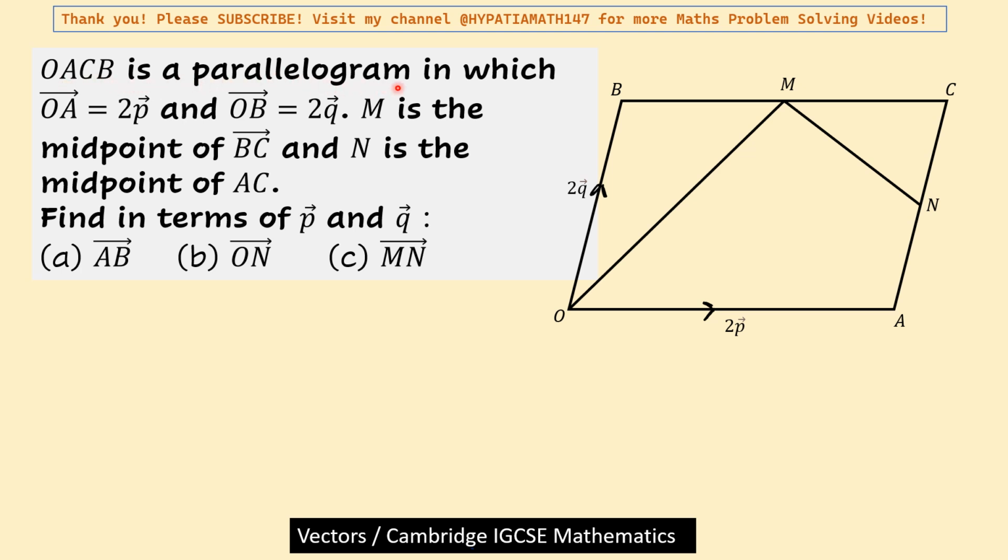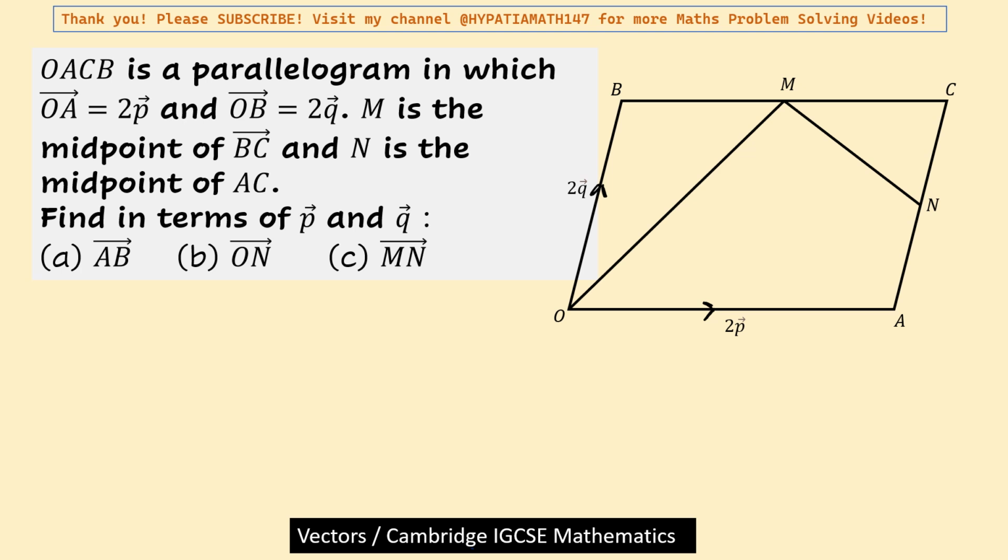OACB is a parallelogram in which vector OA equals 2P and vector OB is 2Q. M is the midpoint of BC, N is the midpoint of AC. Find, in terms of vectors P and Q, AB, ON and MN in terms of vectors.